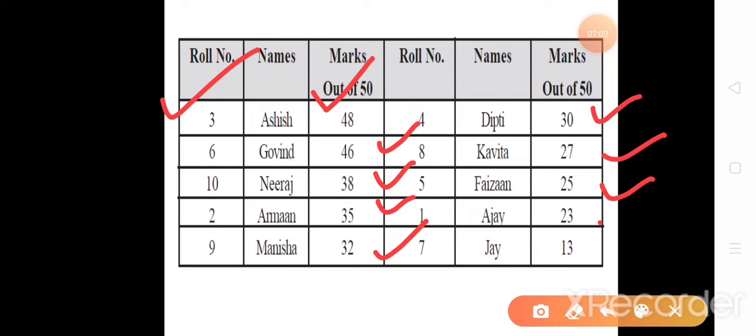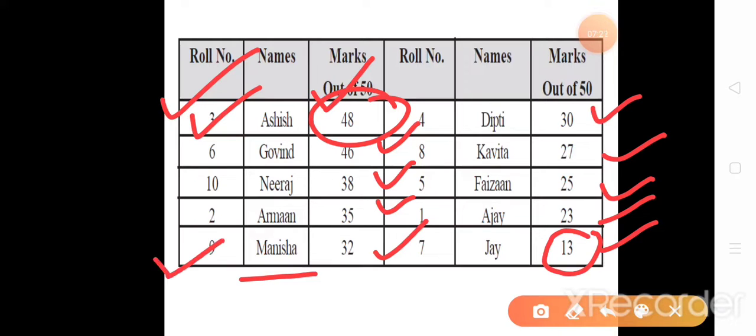Now, this table tells us that the highest marks scored is by roll number 3, and the marks is 48, while the lowest marks scored is 13, and it is scored by a girl named Manisha with roll number, sorry, it's not Manisha, it's J, right?